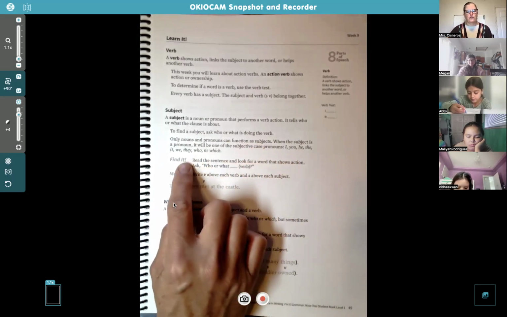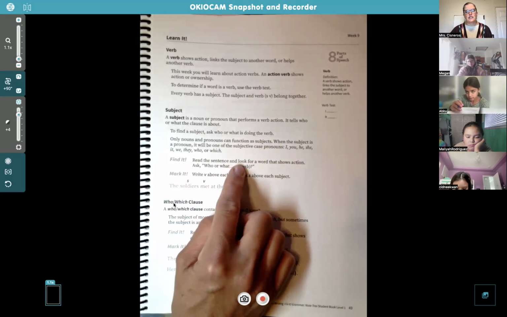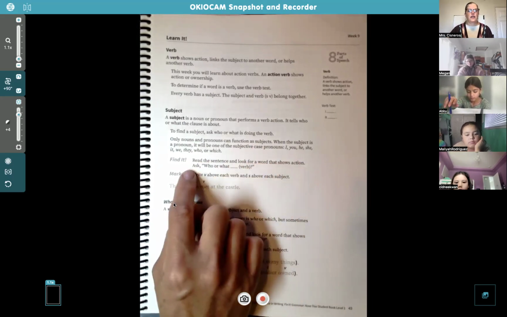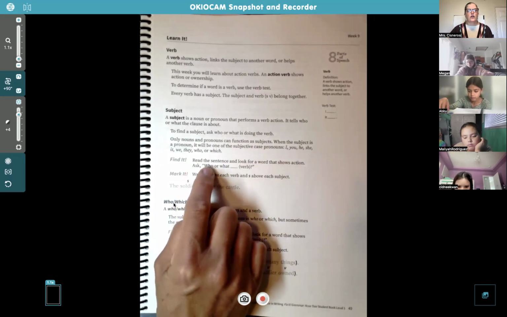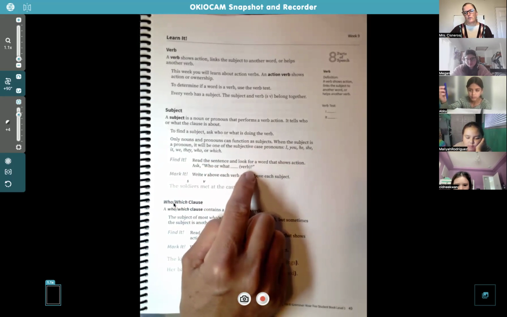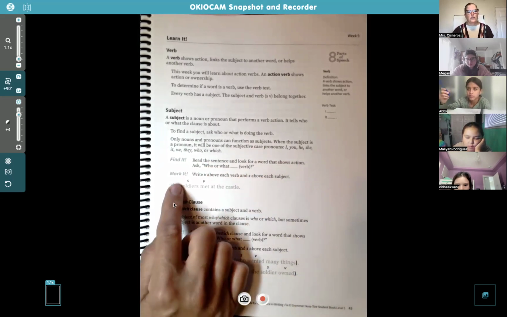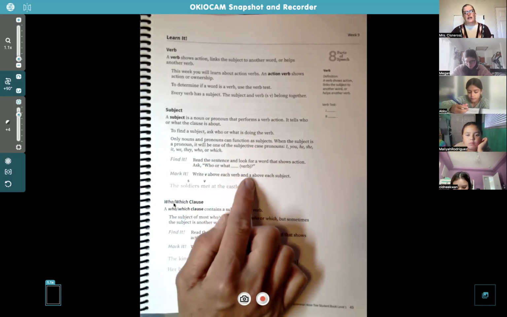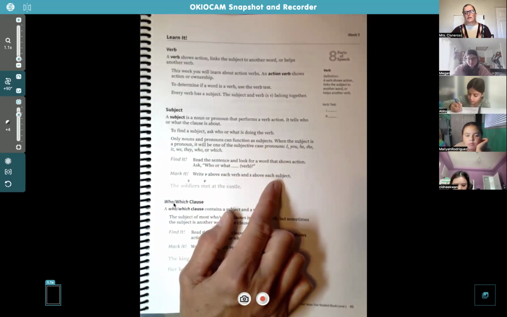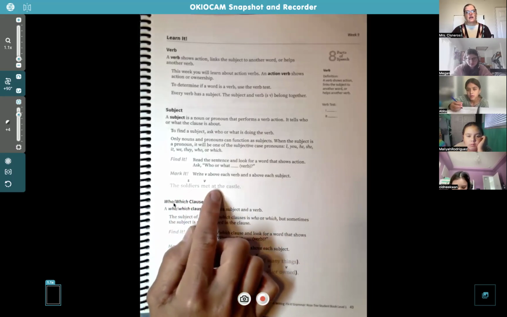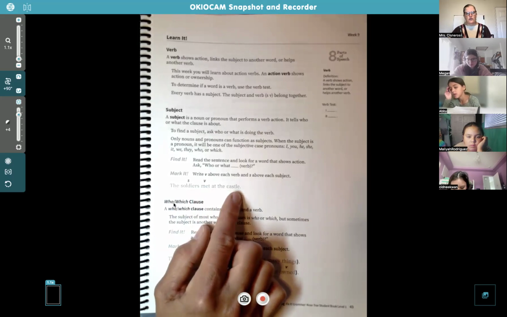Okay, so first you have to find it, read the sentence, and look for a word that shows action. And then you're going to ask who or what is doing that action or that verb. Who or what is doing it? And then mark it with a V above each verb and an S above each subject. So we're going to label these words, okay? Look at the example here. The soldier met at the castle.